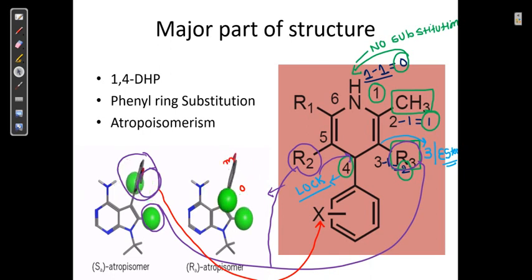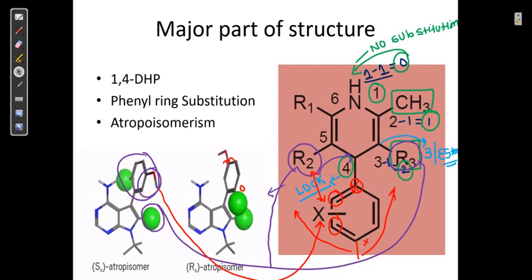So if I want to lock between these two, then most probably the position is this one and this one. Here it cannot do the lock. So these are the main parts of a 1,4-dihydropyridine derivative. Let us see them one by one.